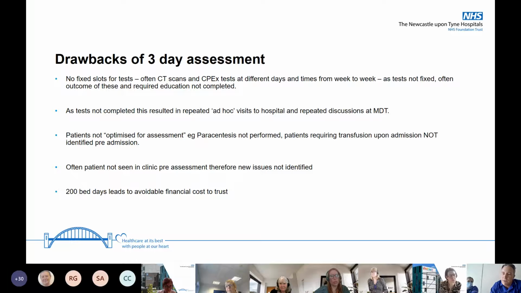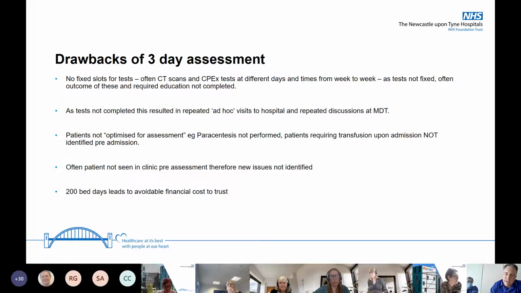And that also meant repeated discussions at MDT. So not only were we using up valuable patient time, we used up valuable MDT time. Patients often waited greater than 10 weeks for their assessment appointment. So they'd be seen in an outpatient clinic and then not again before their assessment.